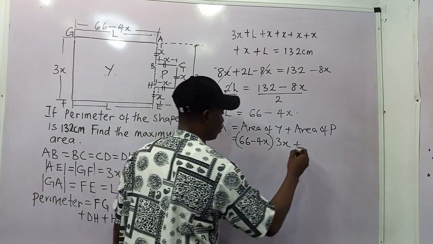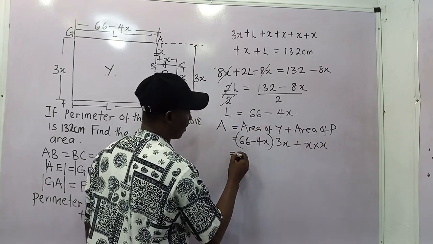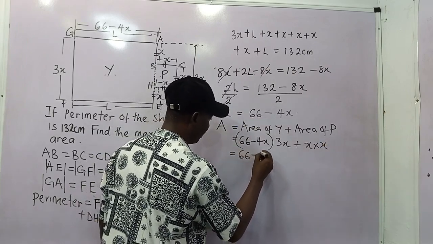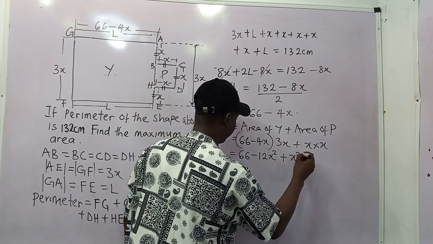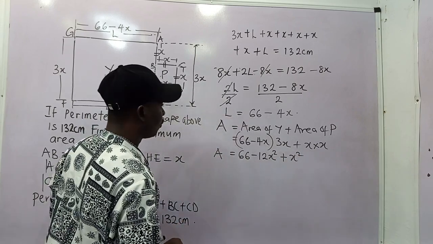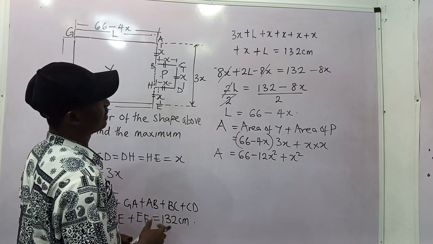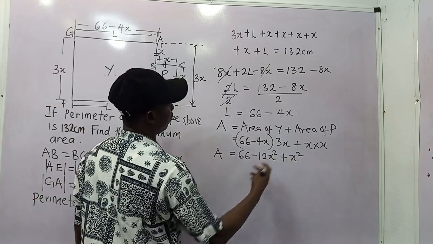Length times breadth, which is x times x. So what I would have now is (66 minus 4x) times 3x, which is 66 minus 12x squared, plus x squared, equals A. I haven't gotten that yet. The next thing to do is to collect our like terms.